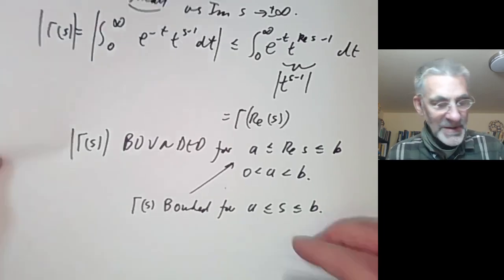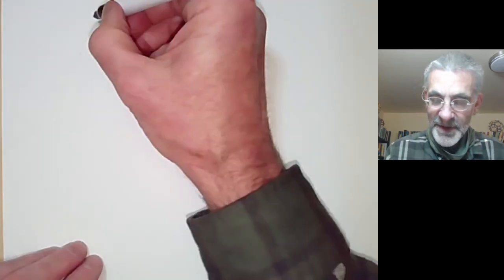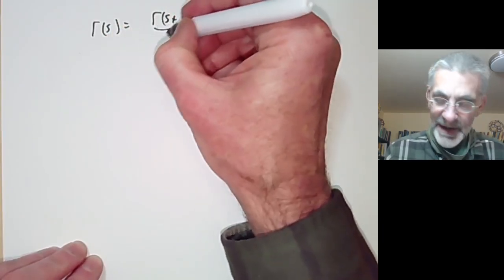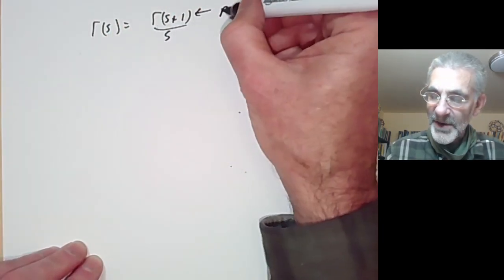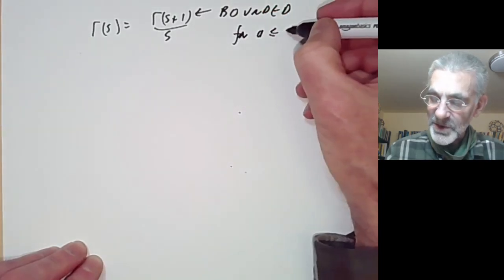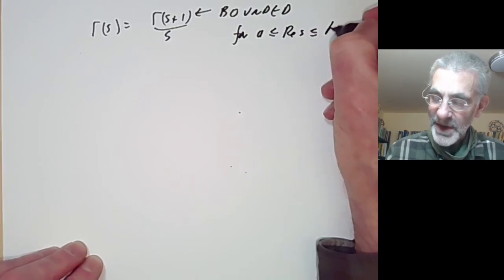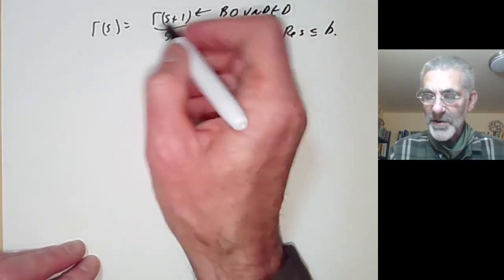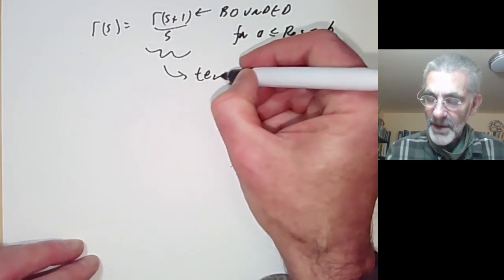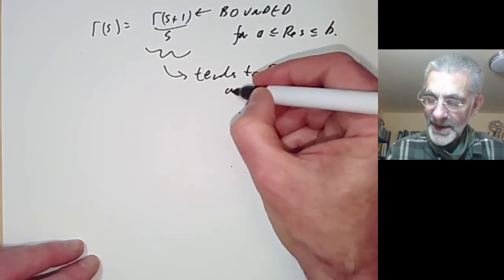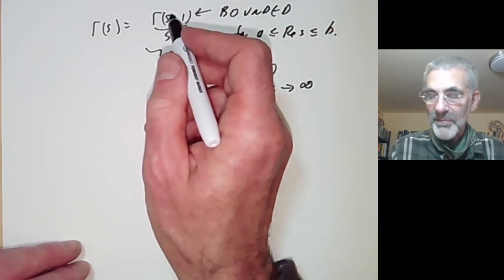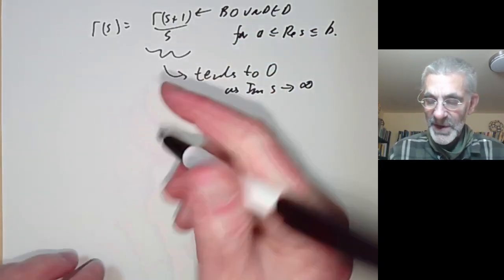but we haven't yet shown it tends to 0. Well, that's quite easy to do, because now we use the fact that gamma of s is equal to gamma of s plus 1 over s. And this thing here is bounded for a less than or equal to the real part of s less than or equal to b. So this thing here is not only bounded, but tends to 0 as the imaginary part of s tends to infinity in this strip, because we're taking something bounded and dividing it by s.